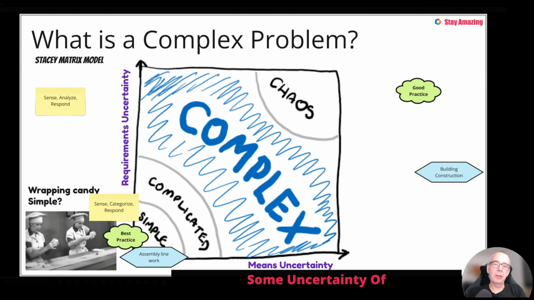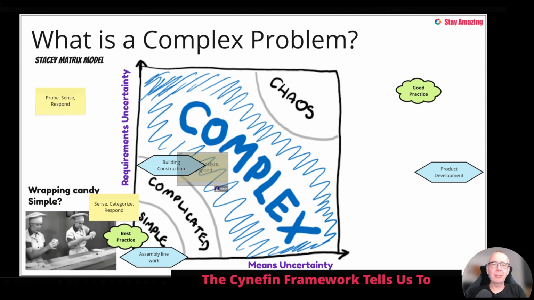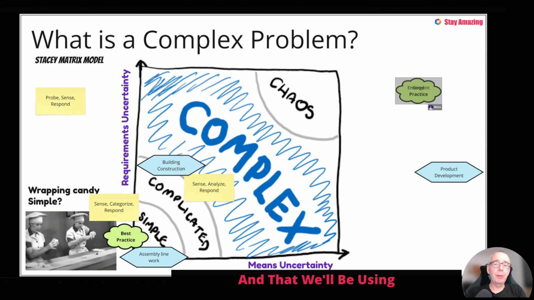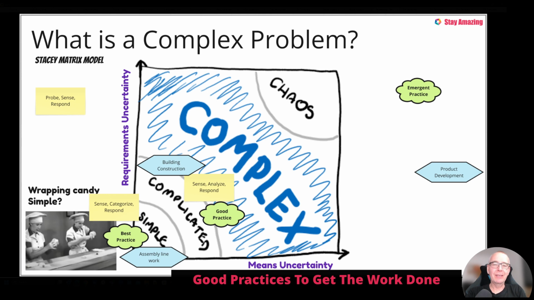When there is some uncertainty of what we are doing and some uncertainty of how we are doing it, we would then go into the complicated domain, like building construction, building a house, building a bridge. We create projects for this. The Cynefin framework tells us to sense, analyze and respond, and that we'll be using good practices to get the work done.